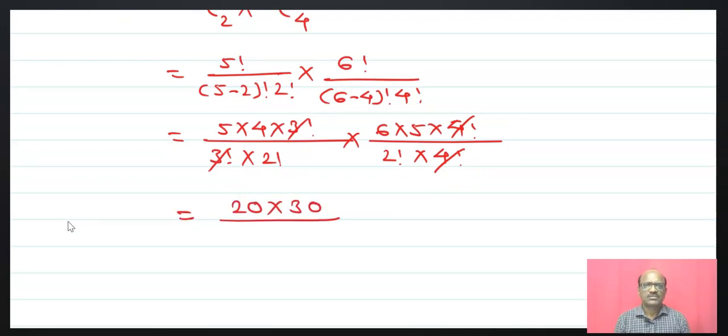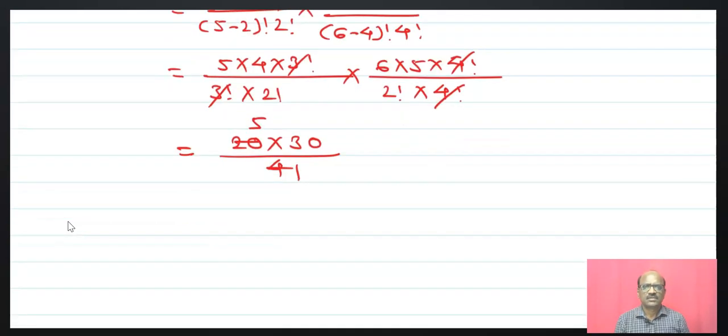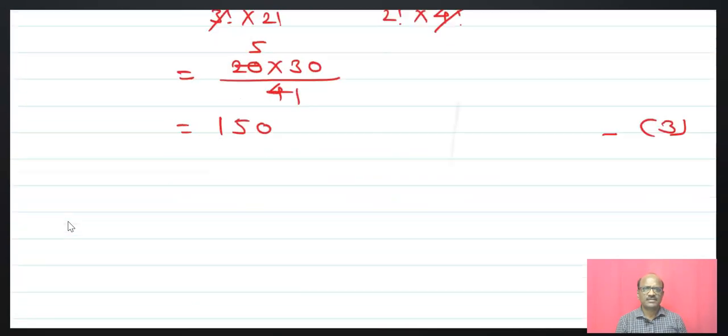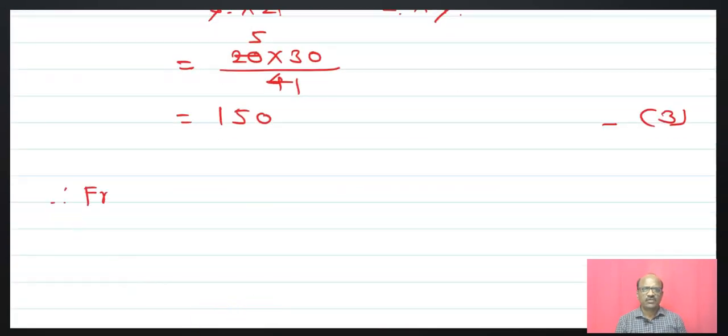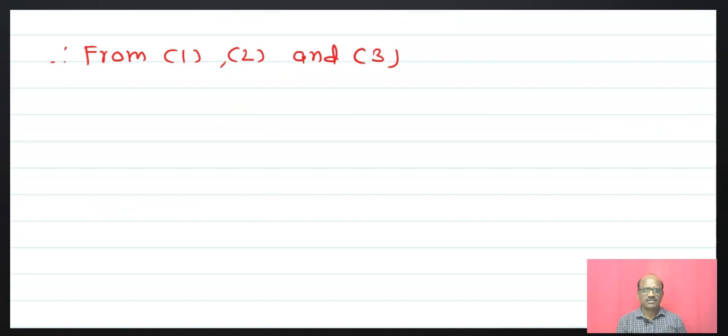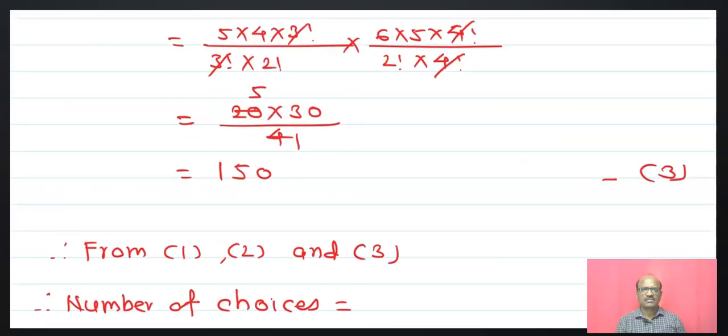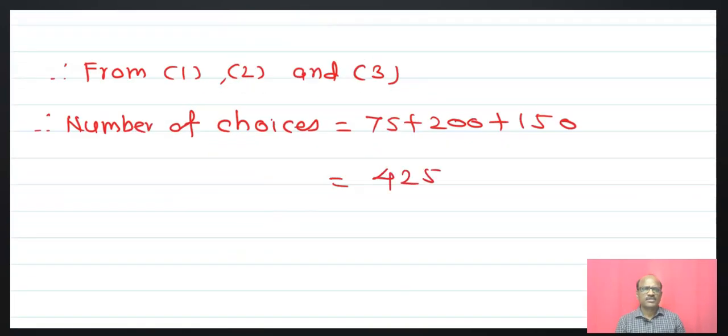That is equal to, therefore the number of chances are 150, and therefore the total, 1, 2, 3, then you will get 75 plus 200 plus 150, that is 425.